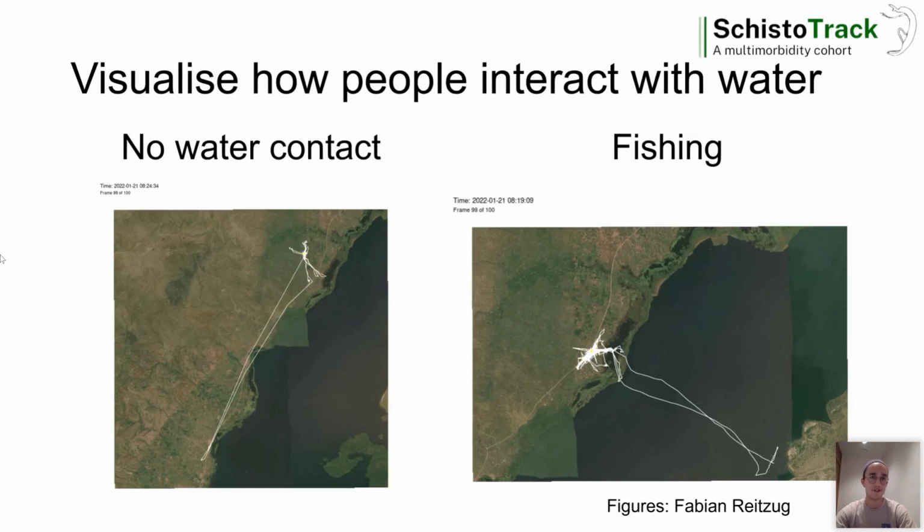The example on the left shows an adult woman with no water contact, and on the right is a 15-year-old male who is engaged in fishing.